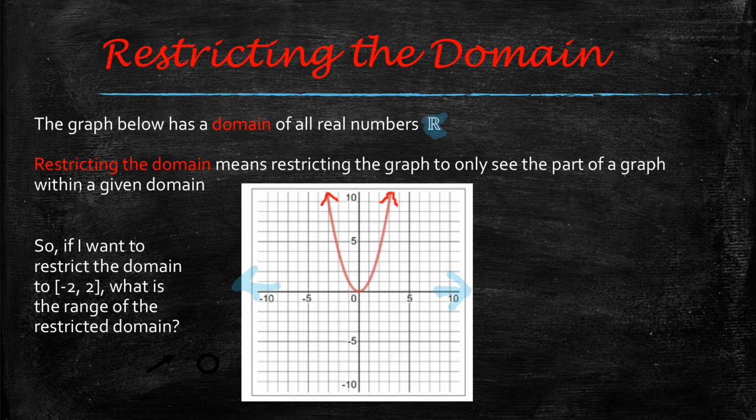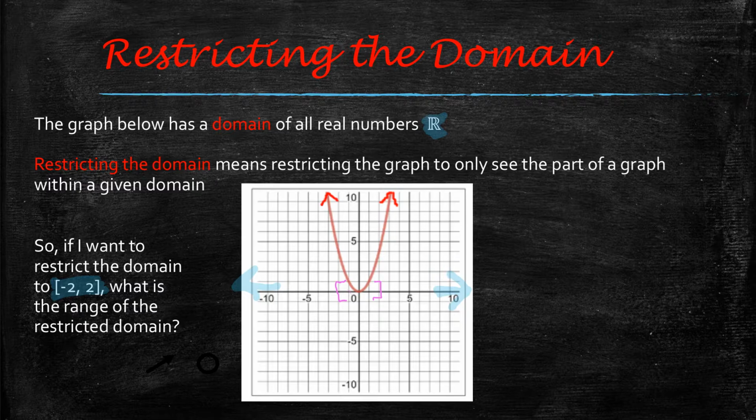But if I want to restrict the domain to only show the part of the graph that's between -2 and 2, what would then be the range of that restricted domain? So let's look at that. If I just look at the part of the graph that's between -2 and 2 on the domain, so domain is x, I go to -2 on my x-axis and I go over to +2 on my x-axis. I'm only looking at the graph that's between these two values.